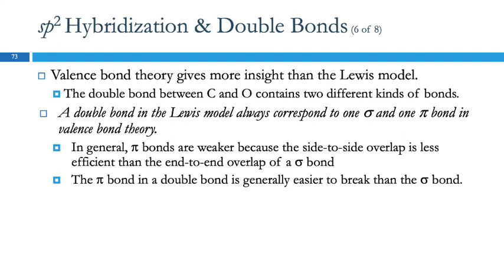The double bond between carbon and oxygen does actually have two different kinds of bonds. One is easier to break than the other. That's the pi bond, because the overlap just doesn't work as well. It's kind of strained. So whenever we're looking at a double bond in Lewis theory, that corresponds to one sigma and one pi bond in valence bond theory. The pi bond is easier to break than the sigma bond.